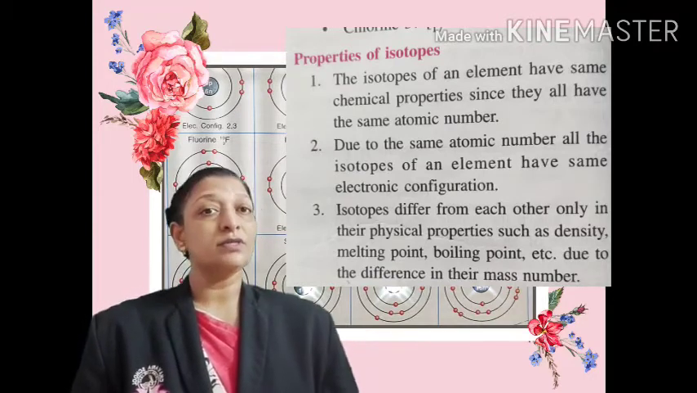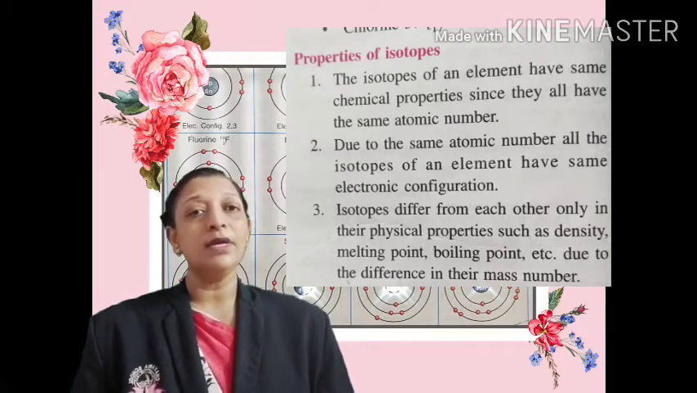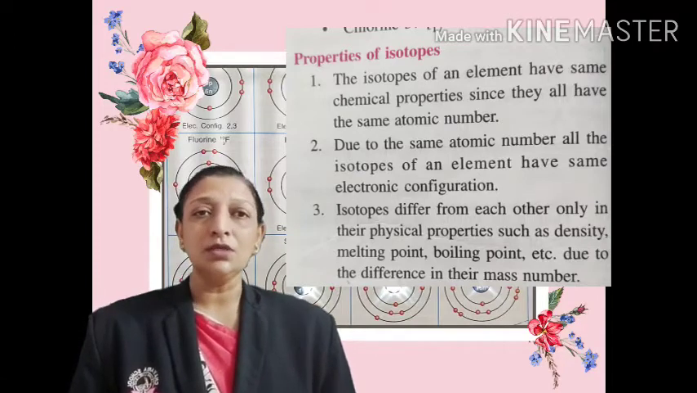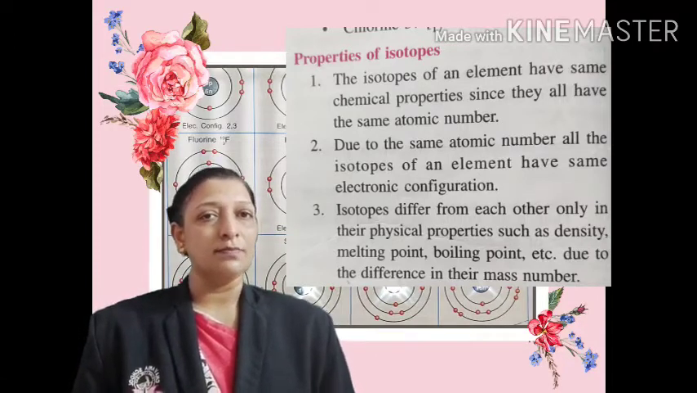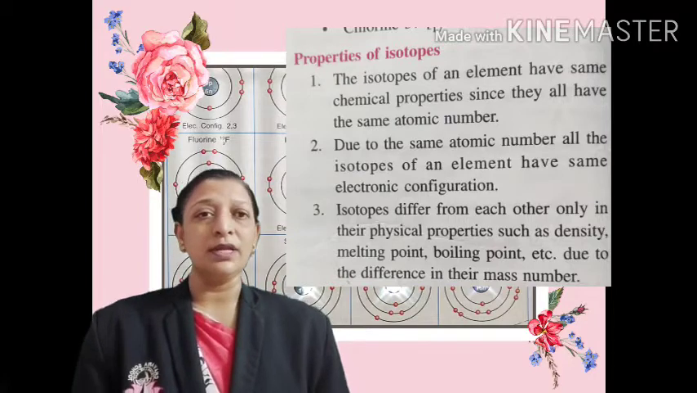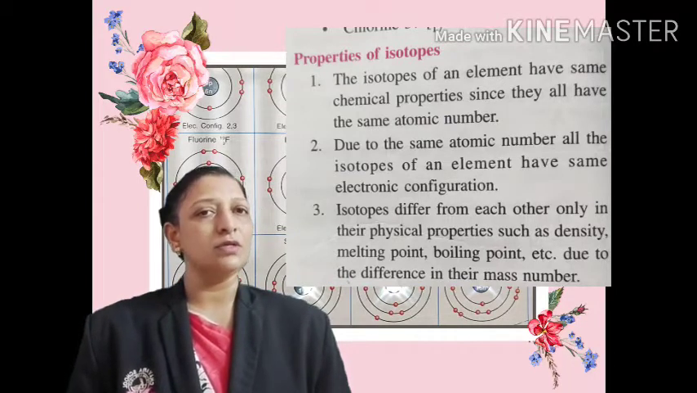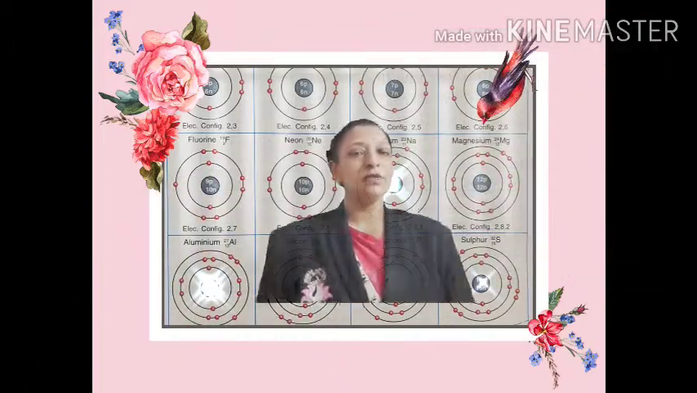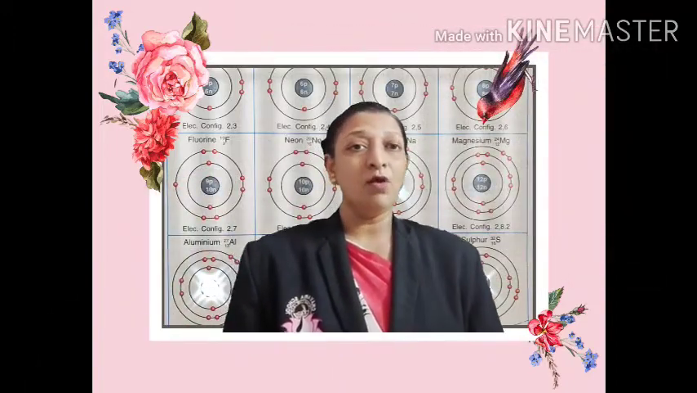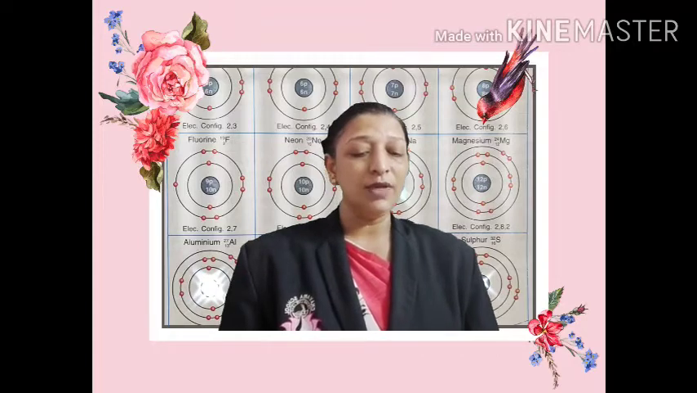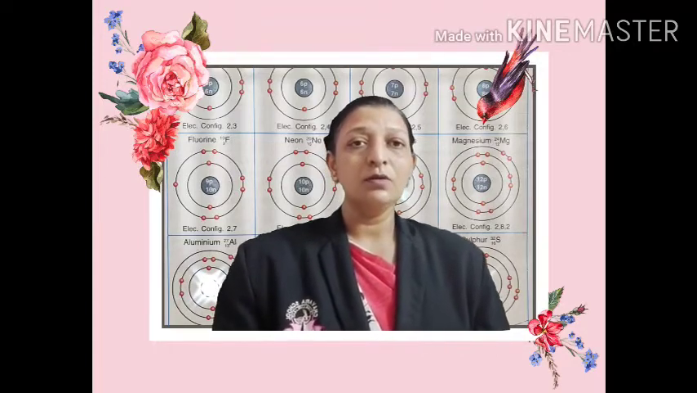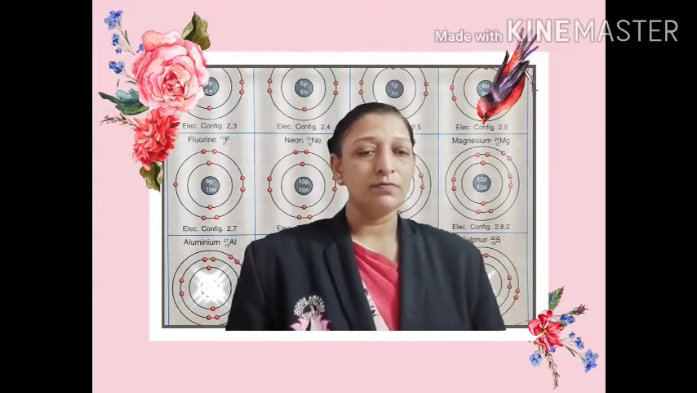All isotopes of the same element have the same electronic configuration since their atomic number is the same. The number of protons and electrons are also the same. As a result, their electronic configuration is the same. From the discovery of isotopes, Dalton's atomic theory is proved wrong.